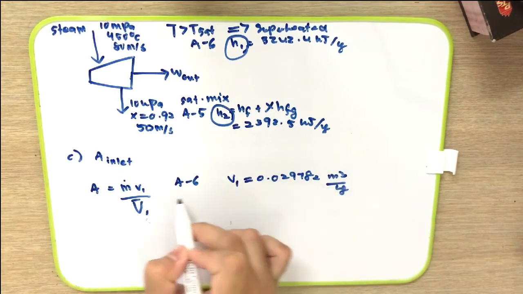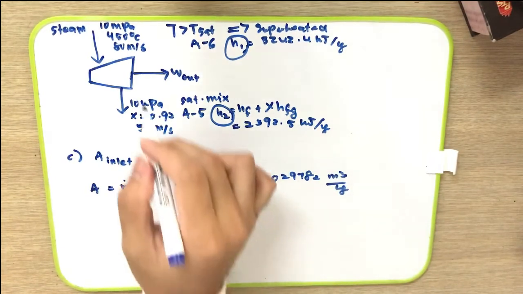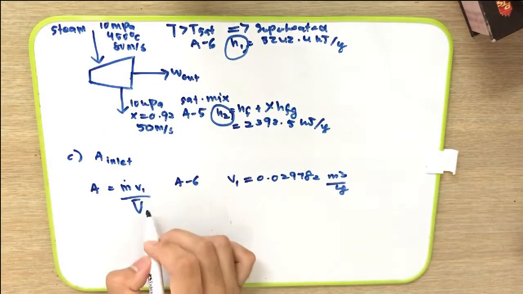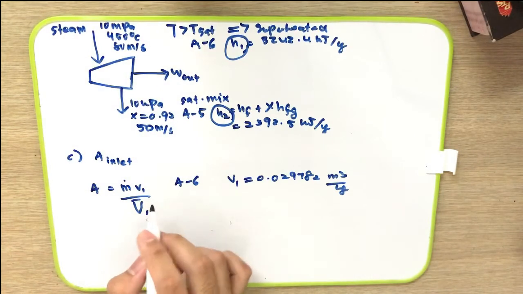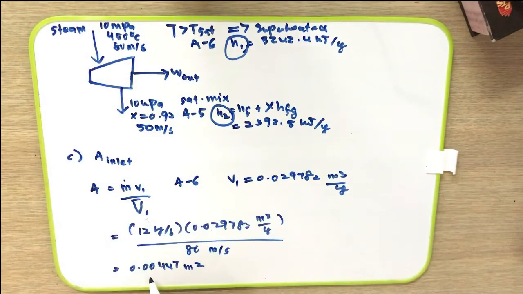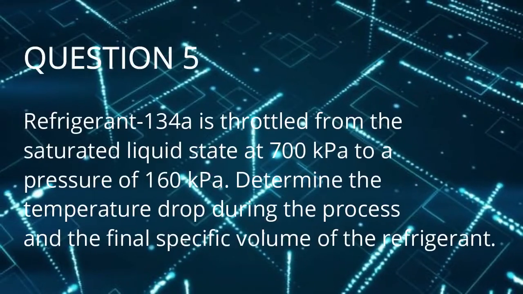After we get it, we substitute inside here, and also the velocity 80 meter per second. Then after that, we will get the answer 0.00447 meter square. Question number 5. Refrigerant 134A is throttled from the saturated liquid state at 700 kilopascal to a pressure of 160 kilopascal. Determine the temperature drop during the process and the final specific volume of the refrigerant.